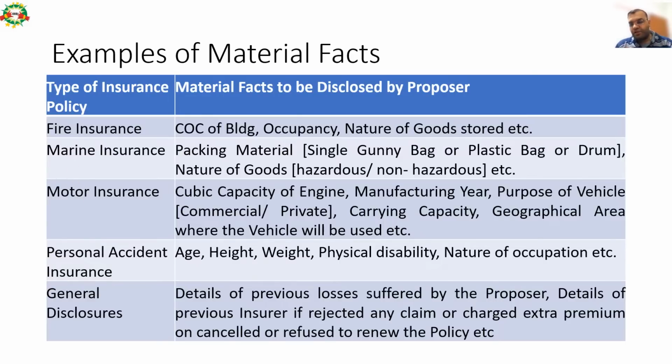In case of personal accident insurance, as a buyer, as a proposer, it is my responsibility to tell my age, height, weight, physical disability, nature of occupation, etc. I should tell all this information in a correct way to the insurance company. Then there are general disclosures: details of previous losses suffered by the proposer, and details of a previous insurer if it rejected any claim, charged extra premium, cancelled or refused to renew the policy, etc. All these details fall under material facts, and all material facts should be shared by the proposer or the buyer with the insurer.